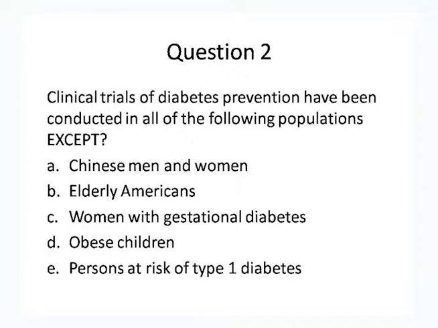D, we haven't done any trials of diabetes prevention in obese children. Even though we are concerned about it, we still can't really target the children very well. And diabetes in children is a different story. Even type 2 in children is very different. We have done trials in type 1 diabetes, and those have not shown that any of the interventions are helpful. So we can't prevent type 1.